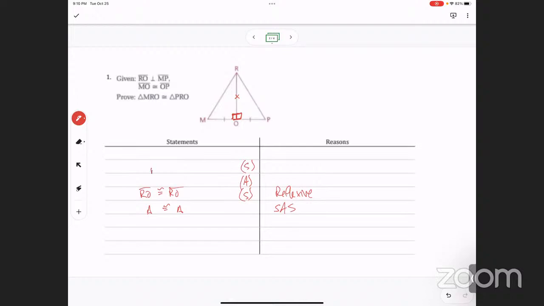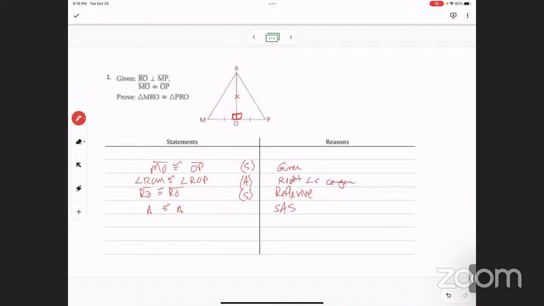Okay. So MO is congruent to MP. I'm sorry, OP. And that's given. Right. And then angle ROM is congruent to angle ROP. And that's because right angles are congruent.